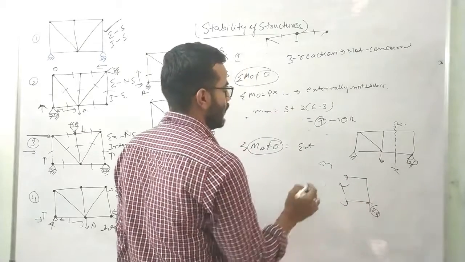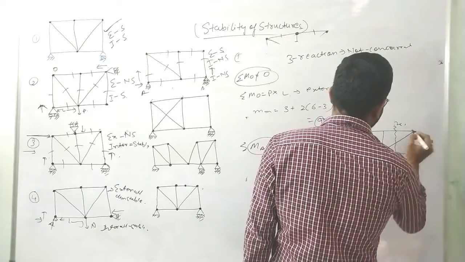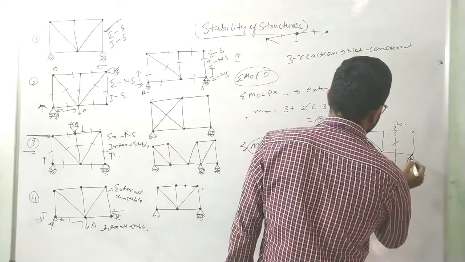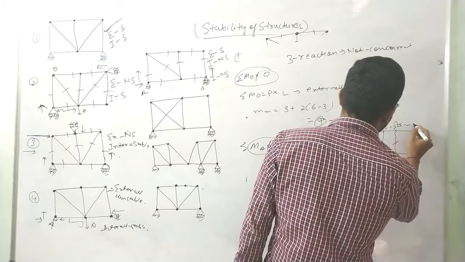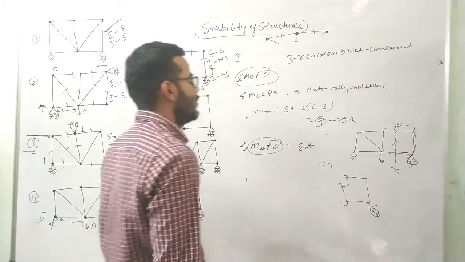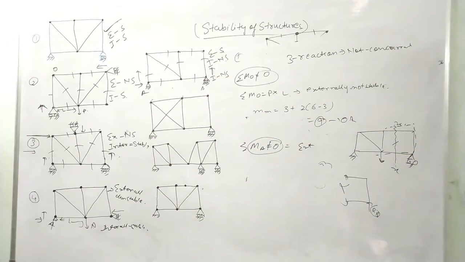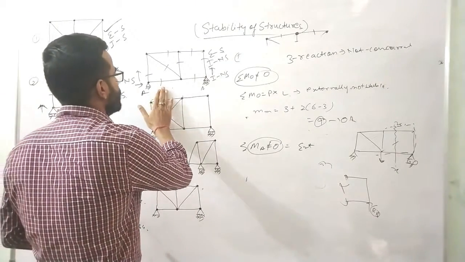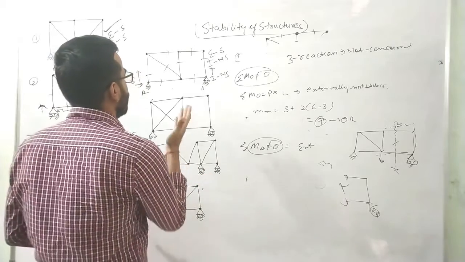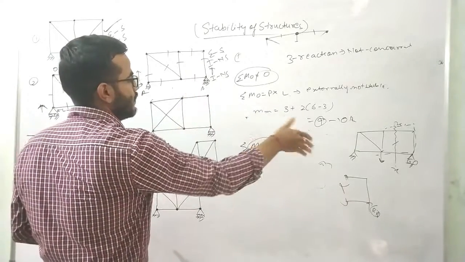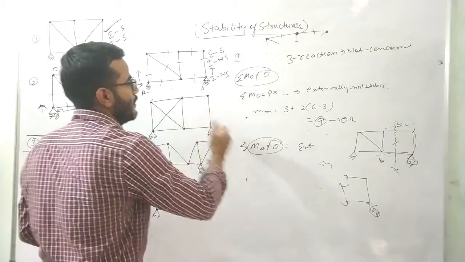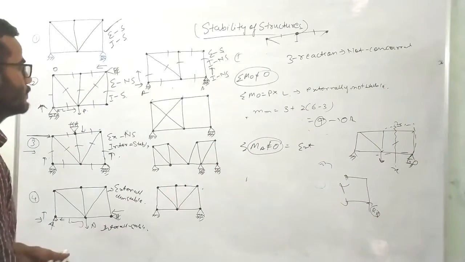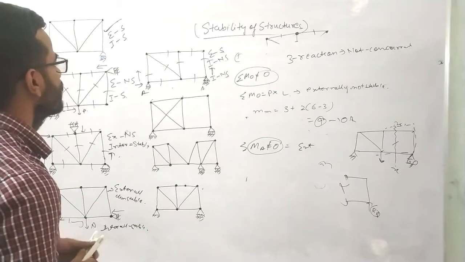This is internally unstable. We need to provide one more member over here to make it stable. If we don't provide this member, it will simply bend like this. This can move in upward direction like this. So this is basically your internal instability. Your external reactions are sufficient, but we don't have an internal member to provide the necessary force to resist the reaction at B. So this thing is clear.